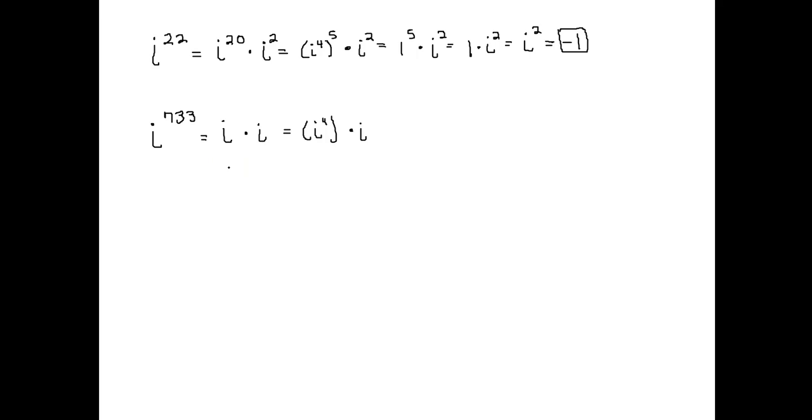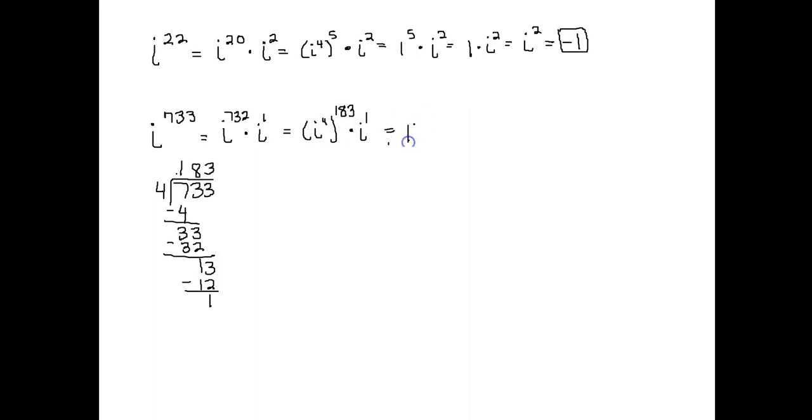Okay, so what we can do is take 733 and divide by 4. We get 183 remainder 1. 4 times 183 should be 732. So we can break this down to i to the 732 times i to the first. Well, i to the 732 can be broken down to i to the fourth raised to the 183rd power. If you take 4 times 183, you should get 732. And then the leftover, the remainder, gives you this exponent here. So you get i to the first.